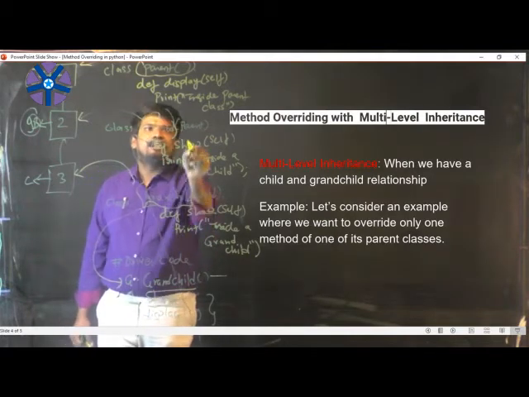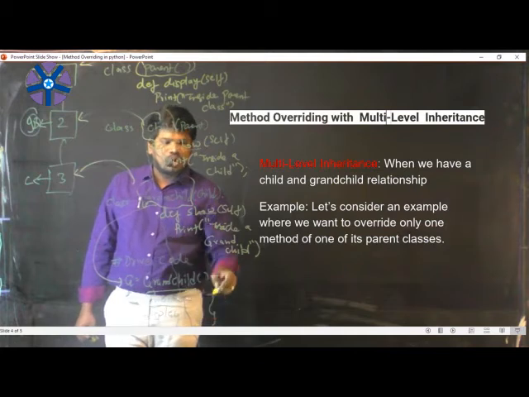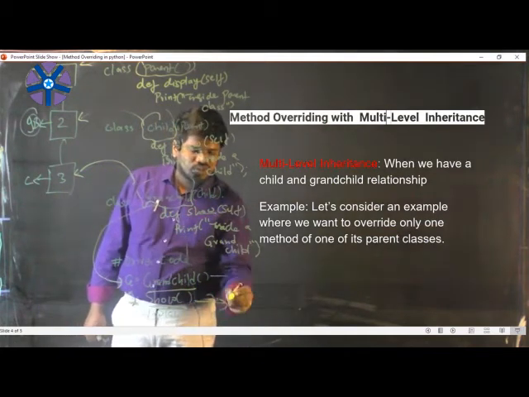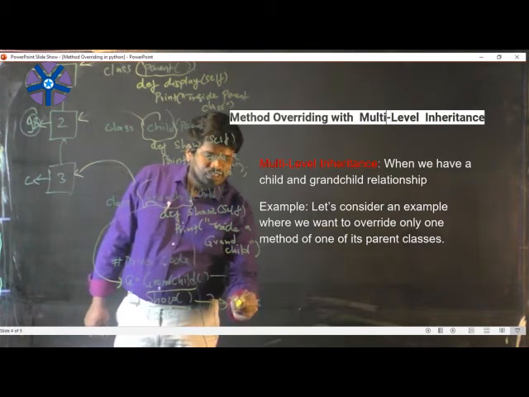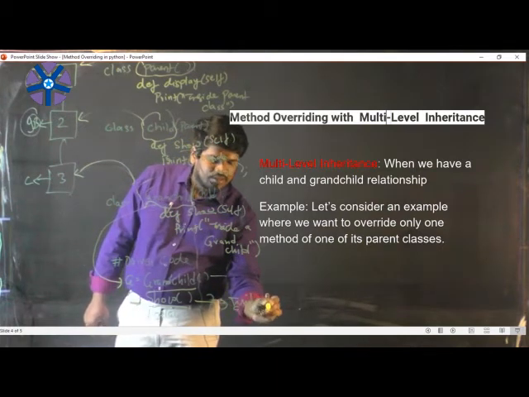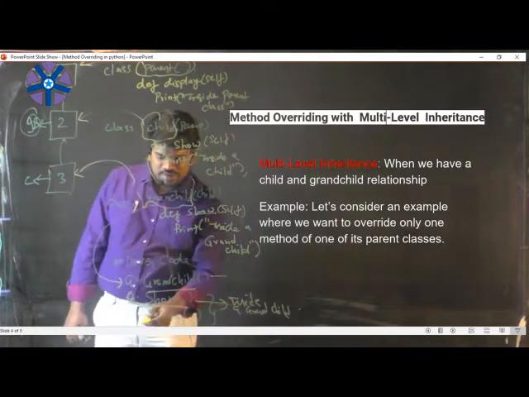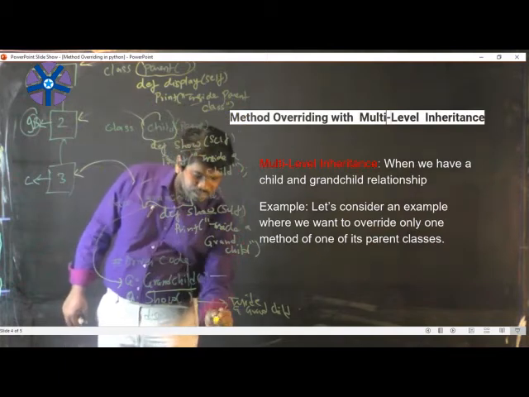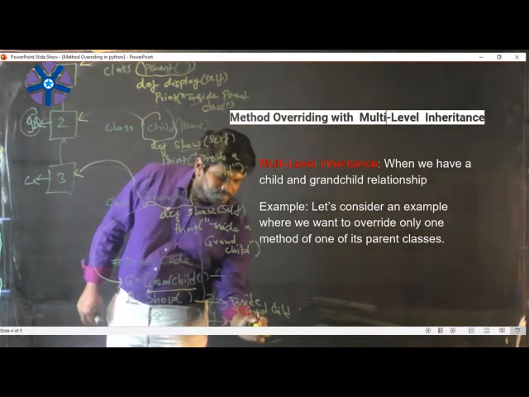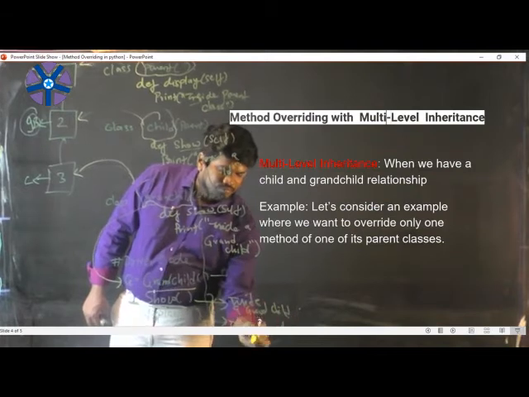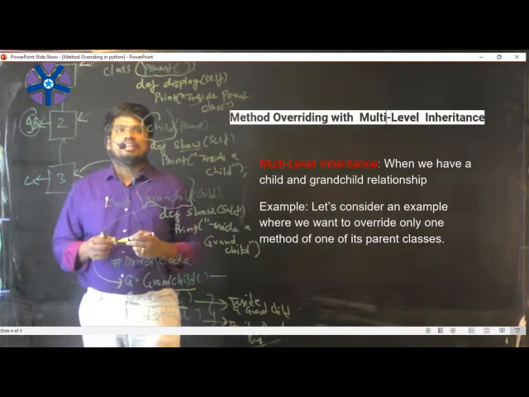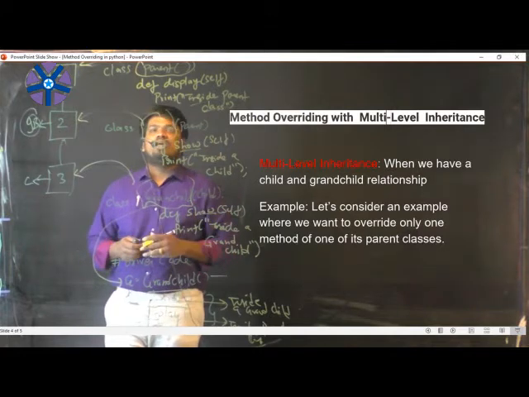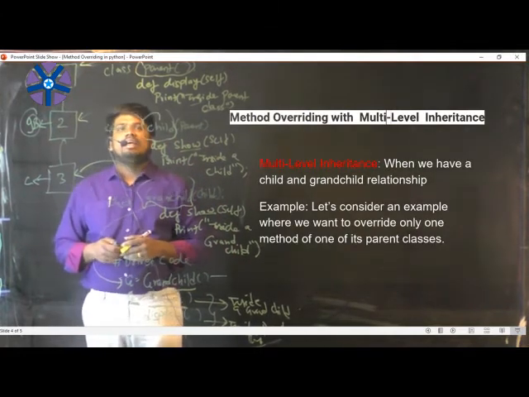Since here the show and show I have overridden, obviously the overridden method will be executed. So the output would be inside a grandchild. This is my output, and next one is g.display. So g.display will print the output inside a parent class. It would be printed here. So this is how multi-level inheritance will work in Python.